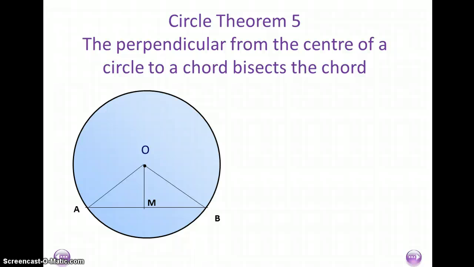So, circle theorem number 5. The perpendicular from the centre of a circle to a chord bisects the chord. Here, the line OM is the perpendicular, so I've got a right angle here, and the line AB is a chord, and this perpendicular OM has cut the chord AB exactly in half. So AM is the same length as MB. See if you can understand why. Think of congruency.